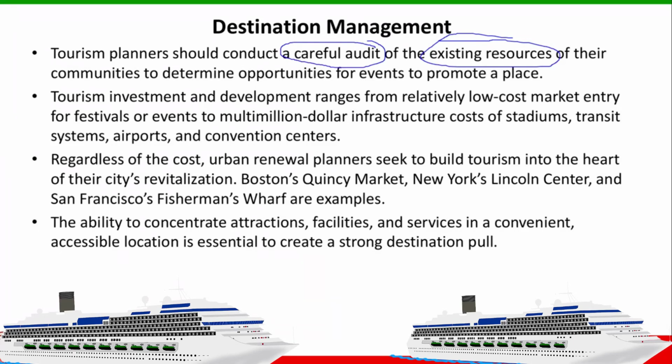Regardless of the cost, the urban renewal planners seek to build tourism into the heart of the city's revitalization. They want to develop urban areas from a growth point of view. So that is the reason most destination management organizations try to concentrate on cities as well. Some examples are Boston's Quincy Market, New York Lincoln Center, and San Francisco Fisherman's Wharf, which are working for the city's rebuilding activity. So when we talk about concentrating on the attractions, facilities, and services, it acts as the pull factor in the destination, and it has to be taken care of by the destination management organizations.